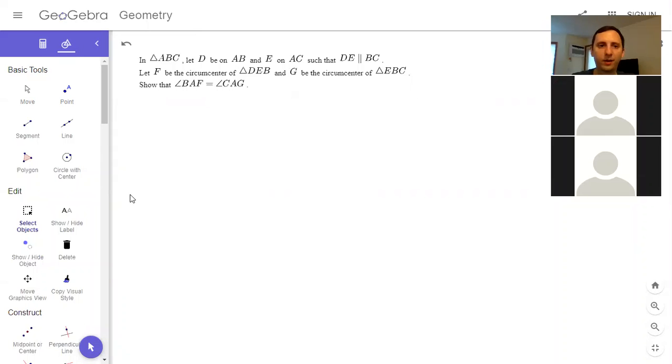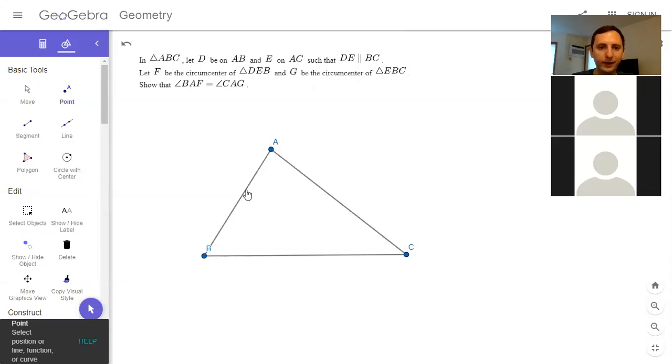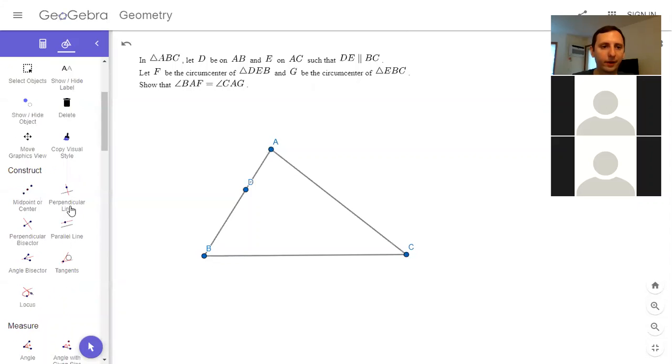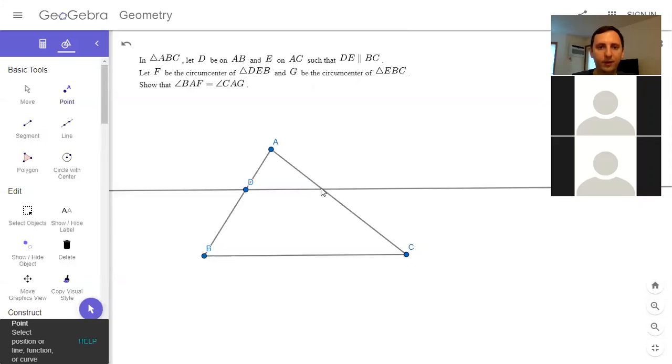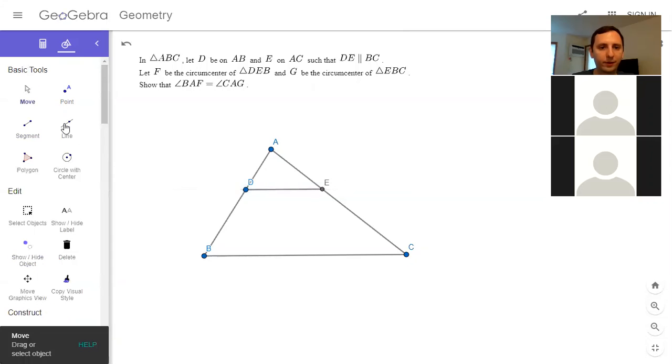All right. So we have a triangle ABC, and D is on AB, and E is on AC, so that it's parallel, okay? And then F is the circumcenter of DEB.